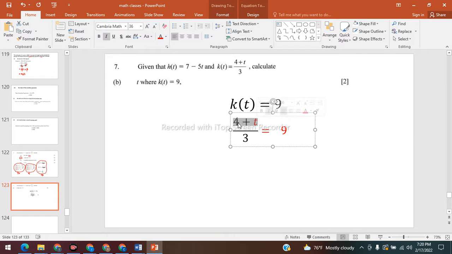So we already have 4. How could we make it to be 27? What must t be to make sure that this top is 27?